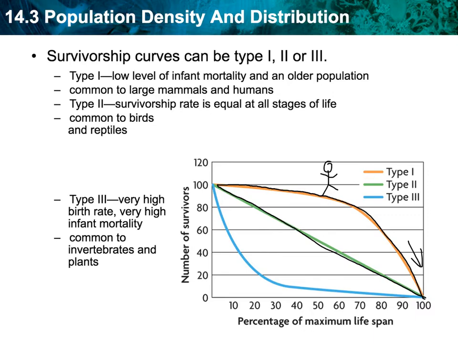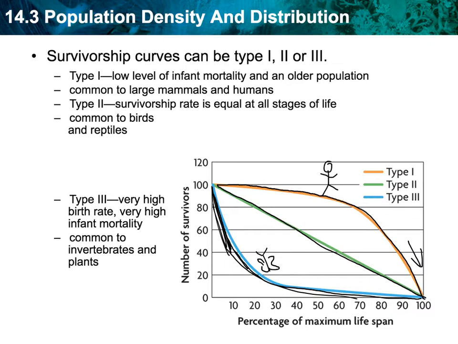The final type of survivorship curve very clearly shows that most of the infants actually pass away relatively early. We see a very steep slope in this region of the graph, before 10% of the total maximum lifespan has been reached. These individuals often are seen in organisms that are going to have lots of babies in hopes that a few of them survive. So insects are one example of a type 3 survivorship curve, as are many plants.